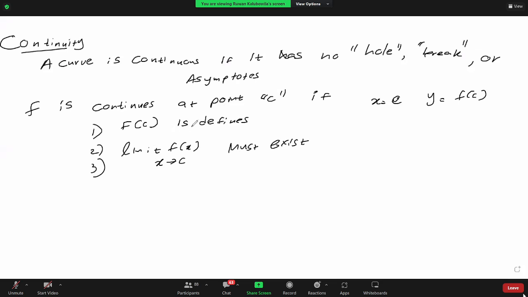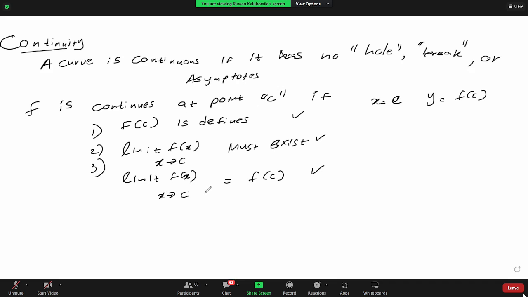But let's say the first is true and the second is true, then we have to consider the third one: the limit of f(x) when x approaches c should be equal to f(c). If this is true, then these two should be equal. Then and only then can we say f is continuous at the point c. That is the mechanism we have to follow. We have to check these three, and if they are okay, then f is continuous at point c.